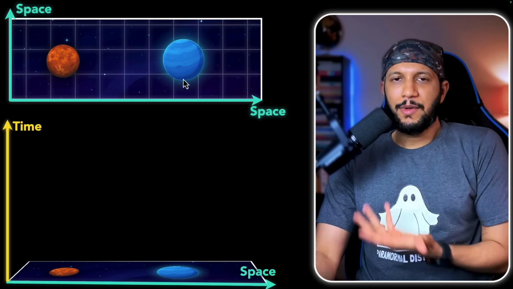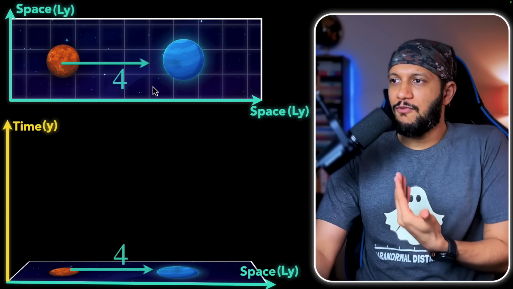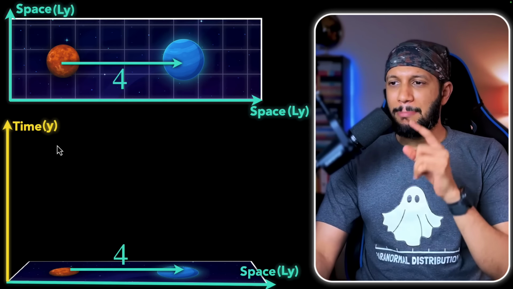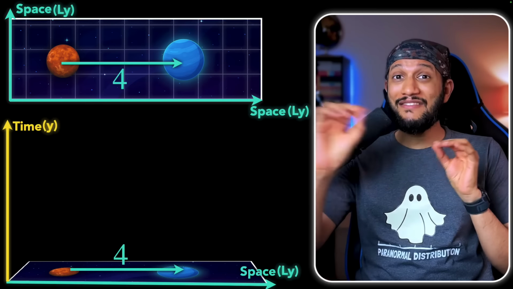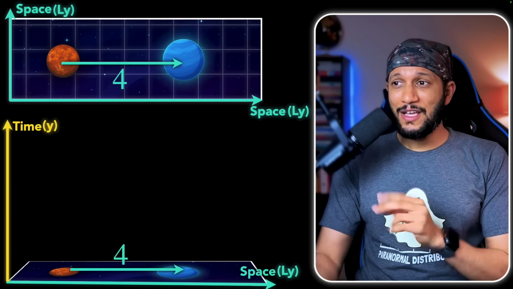For example, the distance between planets. Let's say these two planets are 4 light years apart. But when it comes to space-time, what's important for us is distance between events. That's what matters. So let's consider an event.